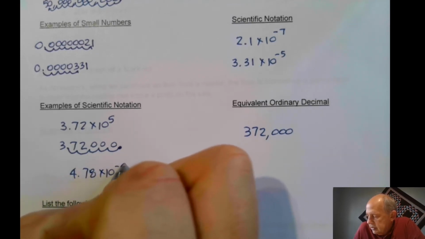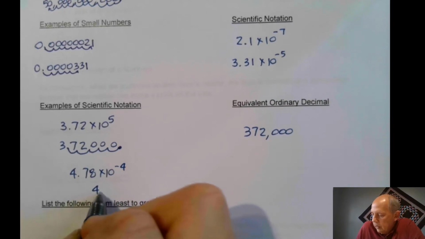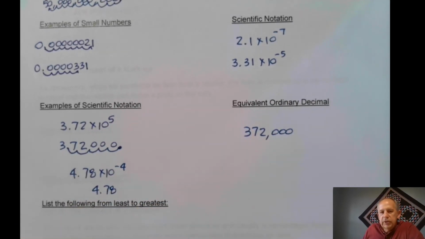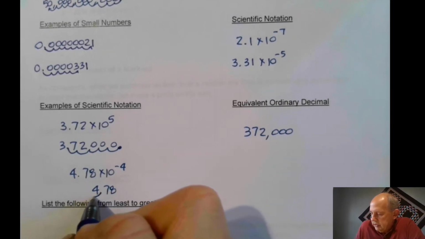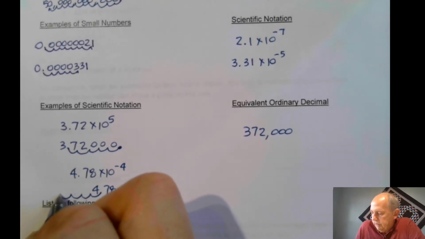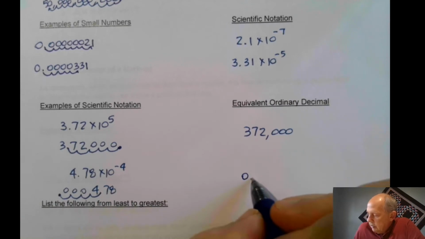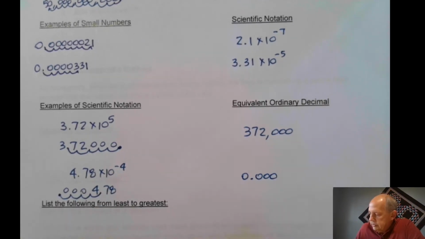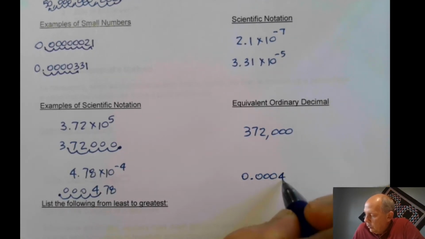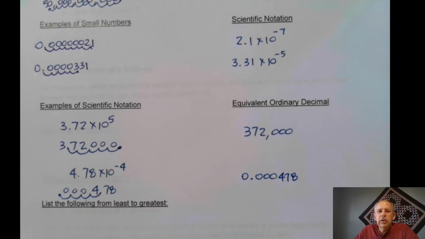Let's say I have a small number, 4.78 times 10 to the -4th. I'm going to say 4.78, and I'm going to move the decimal over 1, 2, 3, 4 places. 1, 2, 3. I would have 0.000478. So there's a conversion going that way.